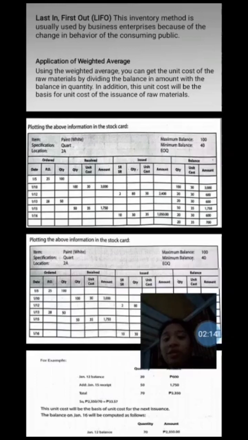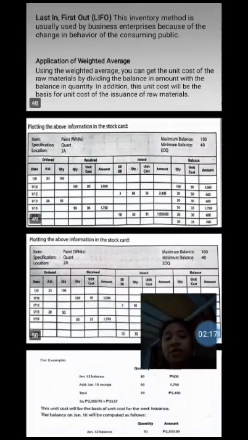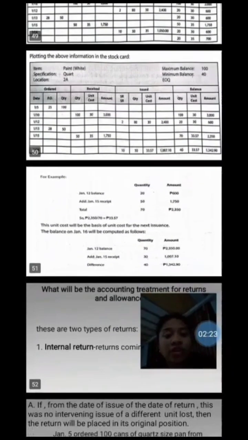To get the unit cost of the raw materials, you need to divide the balance in amount by the balance in quantity. So, on January 12, the balance is 20 pieces, and the amount is 600. Add the January 15 receipt, which is 50 pieces, and its amount is 1,750. So, the total is 70 pieces, and the amount is 2,350.